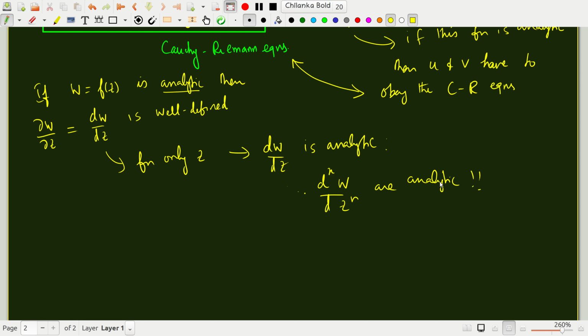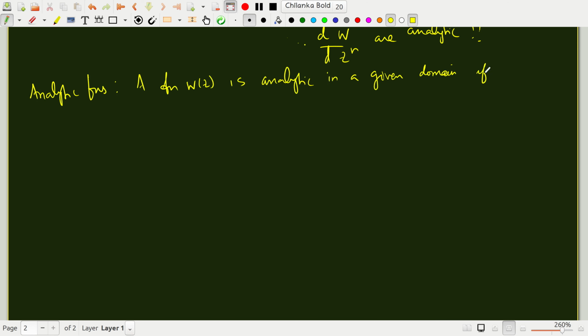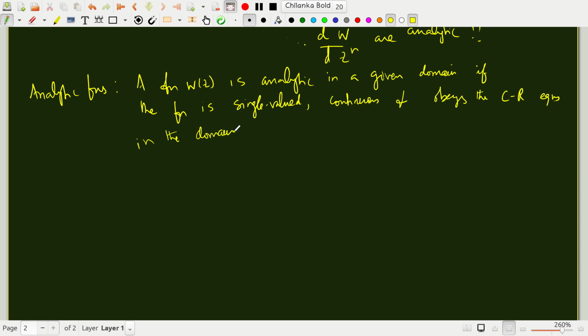So the definition of analytic functions is that a function w of z is analytic in a given domain, that domain could be, let's say, a circle of some radius about the origin or anything that you want, if the function is single valued, continuous, and obeys the Cauchy-Riemann equations in that domain.